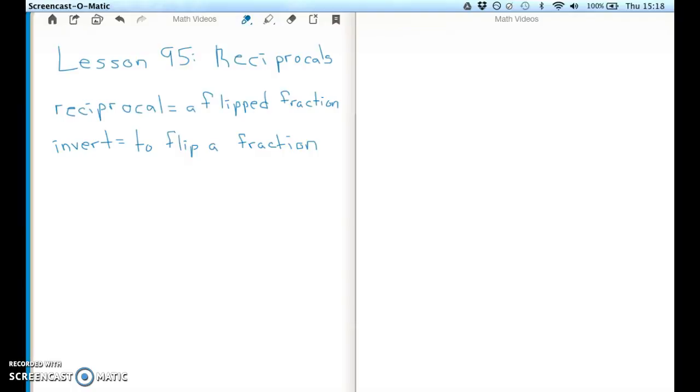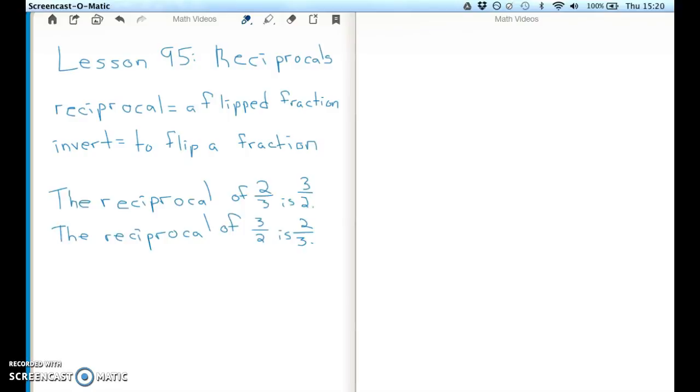Welcome to Lesson 95, Reciprocals. Go ahead and write down these two words with their definitions. A reciprocal is a flipped fraction, and invert means to flip a fraction, or basically to create a reciprocal. We're going to look at examples of these today, and we're going to use it later to divide fractions.